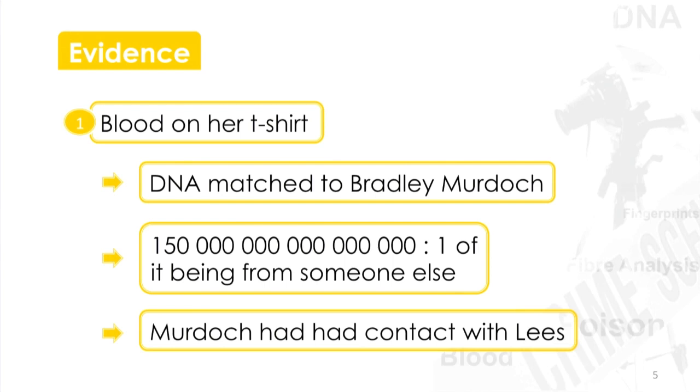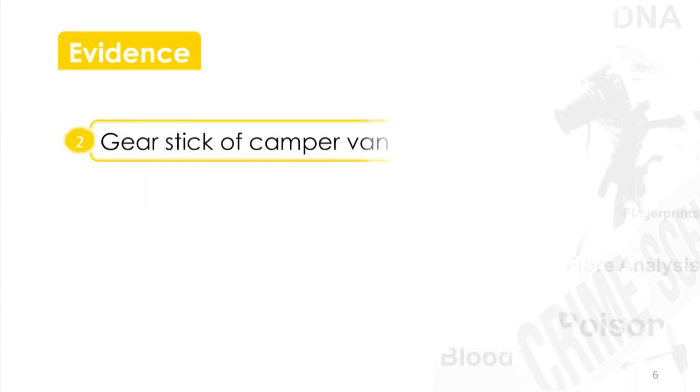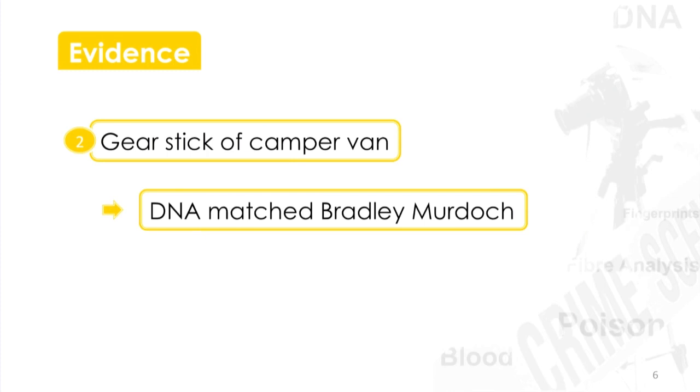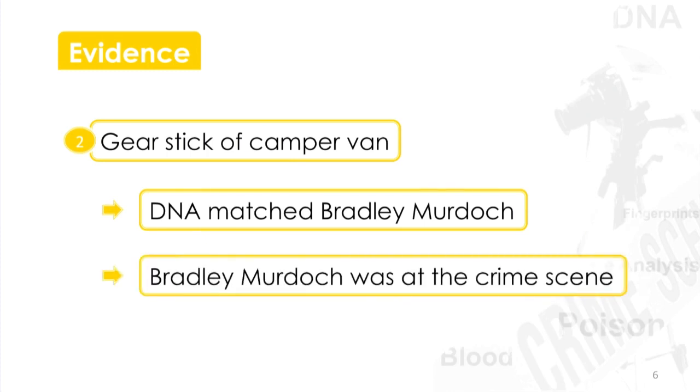But they were able to extract DNA from the gear stick of the camper van. And that DNA matched Bradley Murdoch. This puts Bradley Murdoch at the crime scene because it proves he was in Peter and Joanne's camper van.